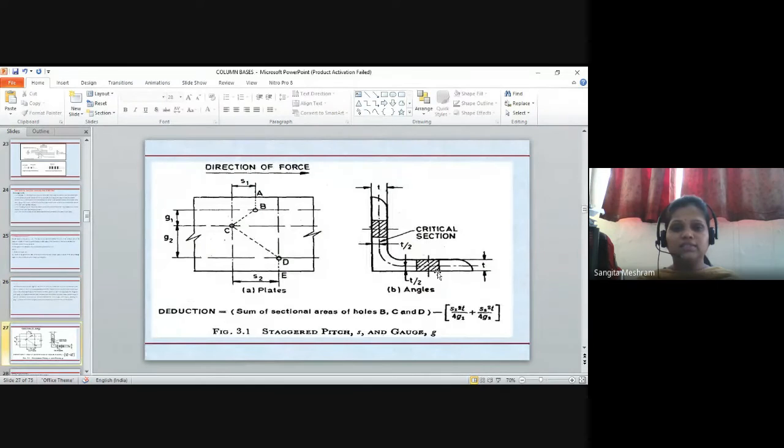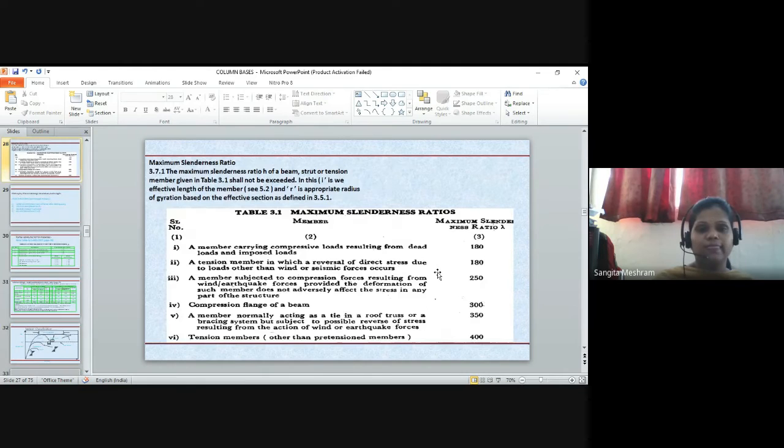These are the staggered. If the bolts are provided in this way, one bolt is in one line, second bolt in a different direction or different distance. So this type of arrangement of bolt is nothing but staggered bolting or staggered riveting. In that case the deduction will be sum of sectional area of holes, and this formula is already given in the IS code. Then for different connection or different design for compression member, for that we have to use this slenderness ratio.